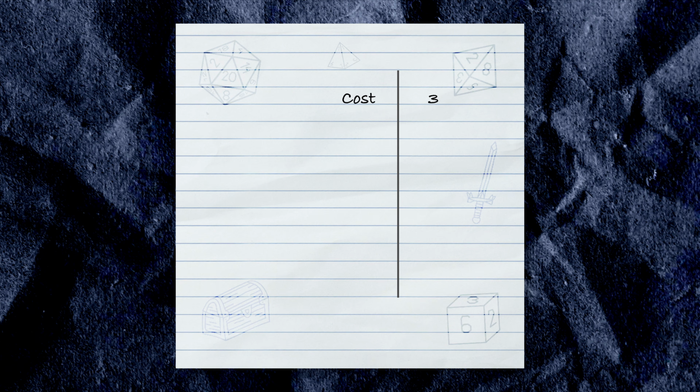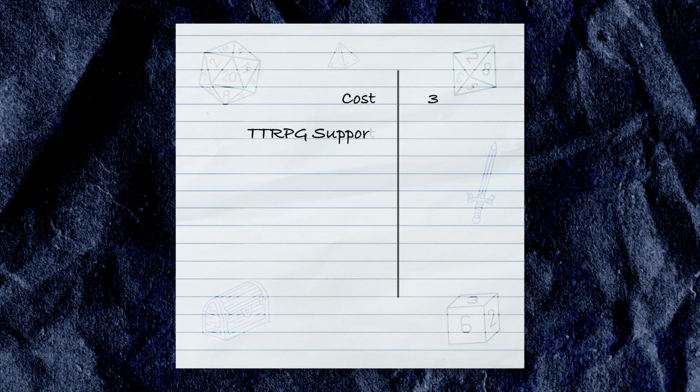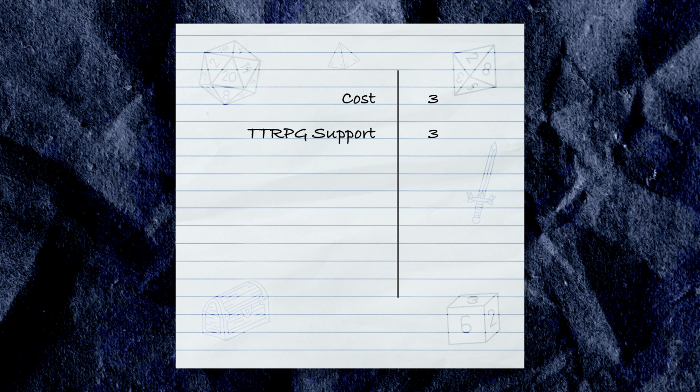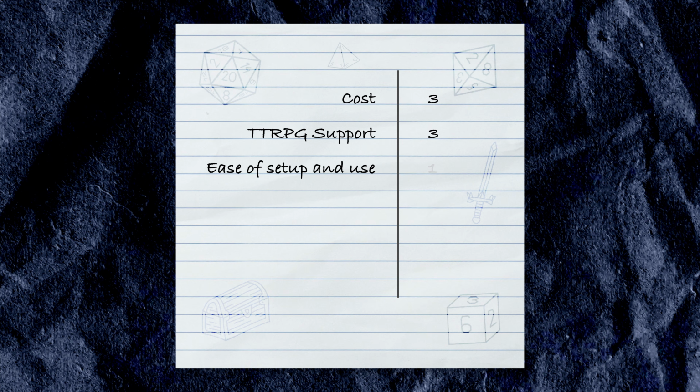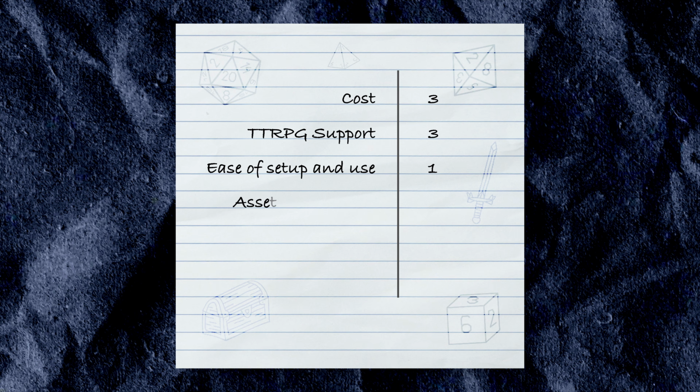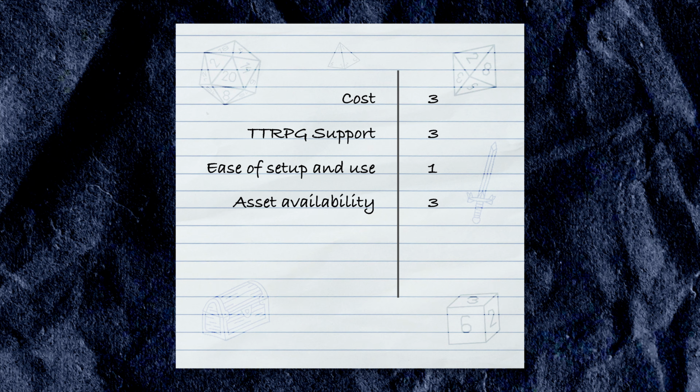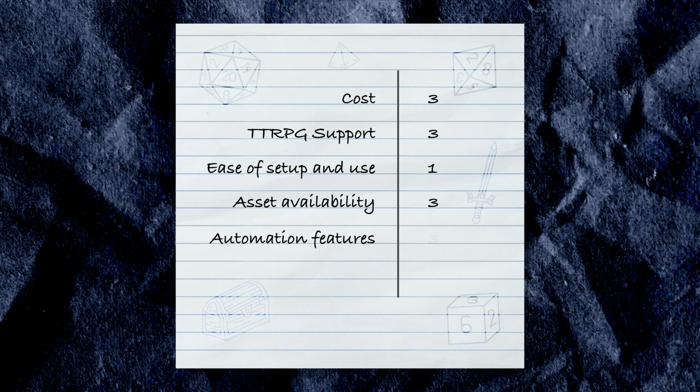Alright, let's do some scores. Cost is a 3. $50 for the one-time license is great, and you can usually find official content on sale or in bundles in their store. TTRPG support is also a 3. I'm really impressed with how many publishers they are able to get licenses with. Ease of use and setup is a 1. Asset availability is a 3. You can bring in your own 2D assets or get content through the store, and it also comes preloaded with all the SRD content. Automation features are a 3 for sure.